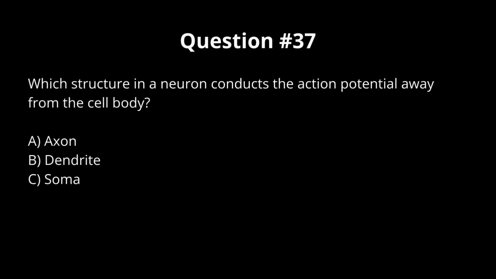Question number 37. Which structure in a neuron conducts the action potential away from the cell body? A. Axon. B. Dendrite. C. Soma. The correct answer is A. An axon carries electrical impulses away from the neuron's cell body toward the target muscle fiber.